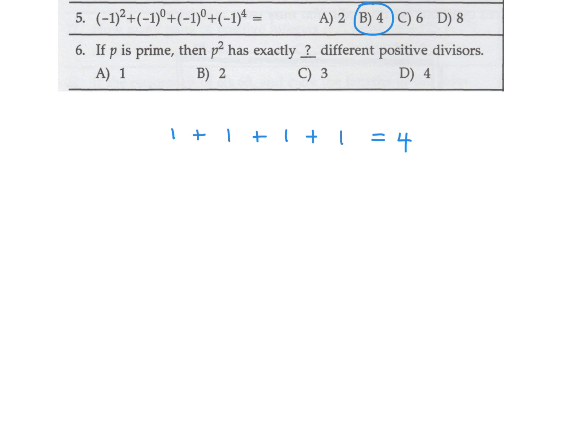If P is a prime, then P squared has exactly how many different positive divisors? So P squared, the divisors would be 1, P, and P squared. So that's 3 of them. So 3 is the answer to number 6, and that would be, therefore, C.